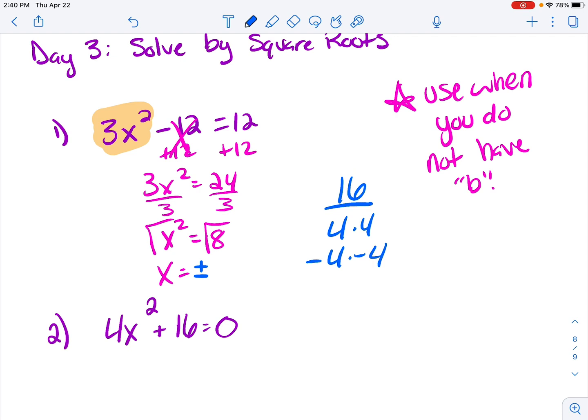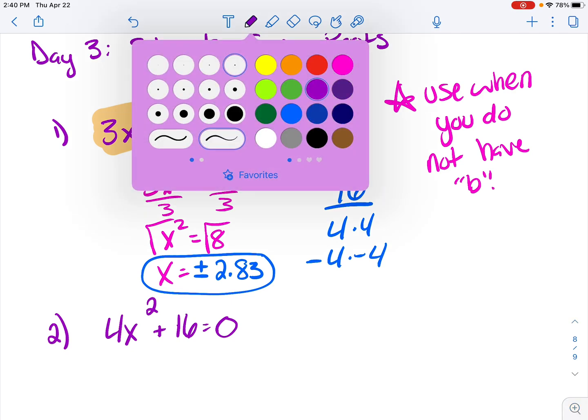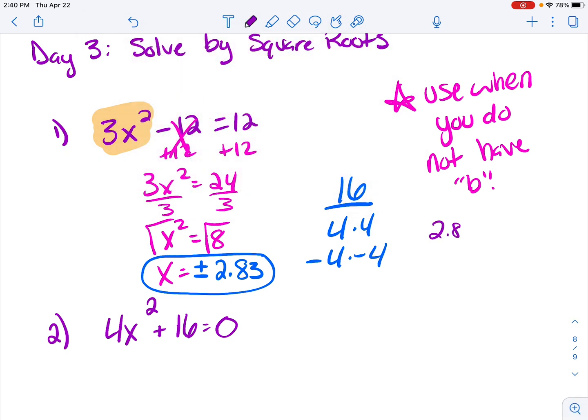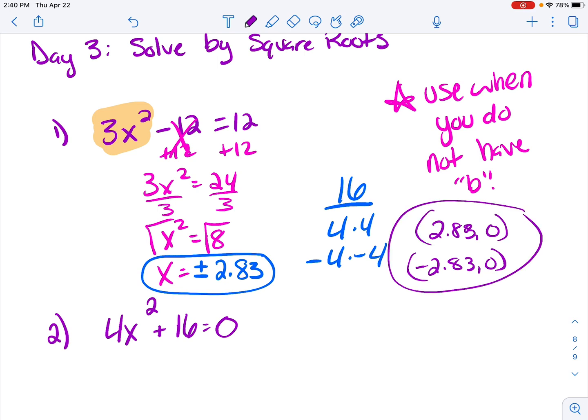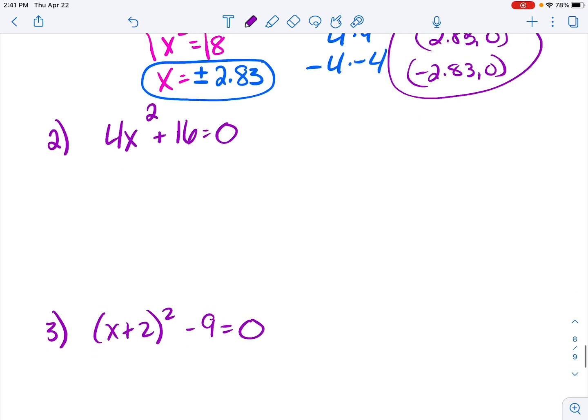So let's go ahead and square root that 8, and you get 2.83. So we can have positive 2.83 and negative 2.83. So if we write that as our 2 points, we would have 2.830 and negative 2.830. And those would be our two x-intercepts. Okay, so sometimes they come out like that. Just like with the quadratic formula, sometimes they get a little funky.